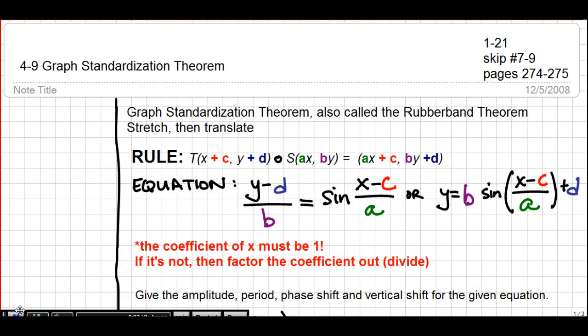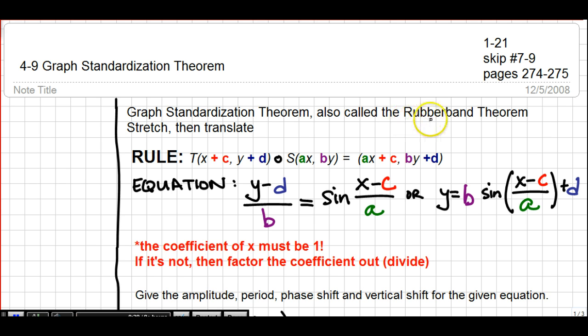This lesson is for FST, lesson 4.9, called the Graph Standardization Theorem. The Graph Standardization Theorem used to be called the Rubberband Theorem, which I find to be a more useful title. Most students, I'm sure, have either tried this themselves or seen it done, and that is shooting a rubber band with your fingers. When you shoot a rubber band or something in a rubber band with your fingers, you would usually stretch the rubber band, and then when you let go, the rubber band translates to a new location.